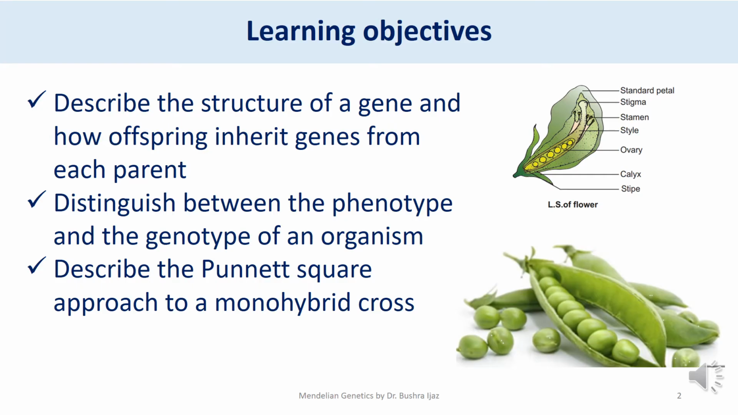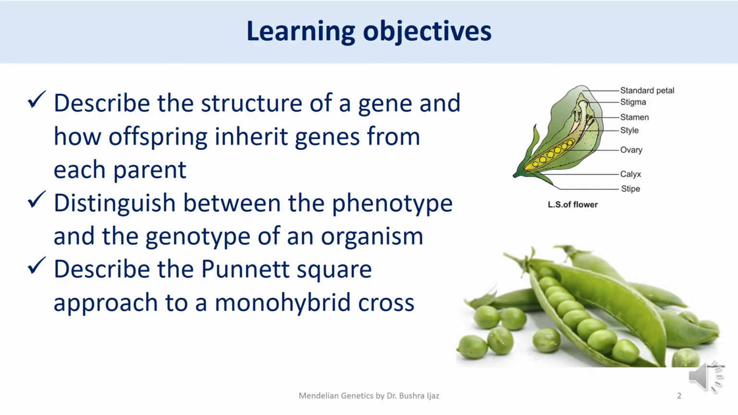But before starting that, let's look at the learning objectives of today's lecture. In this lecture, we will learn about the analytical approach that Mendel used during his experiments with pea plants. Our learning objectives are to describe the structure of a gene and how offspring inherit genes from each parent. We are also going to distinguish between the phenotypes and the genotypes of an organism. And then we will describe the Punnett square approach to a monohybrid cross.